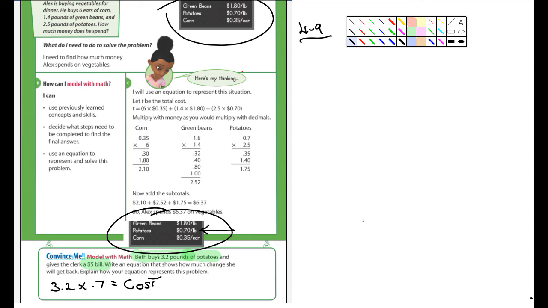So you're going to do 3.2 times 0.7, and you'll figure out the cost. And then you need to figure out the difference between the cost and $5, which is what she gave the clerk, a $5 bill. So figure out the difference, and you'll have your answer. All right.